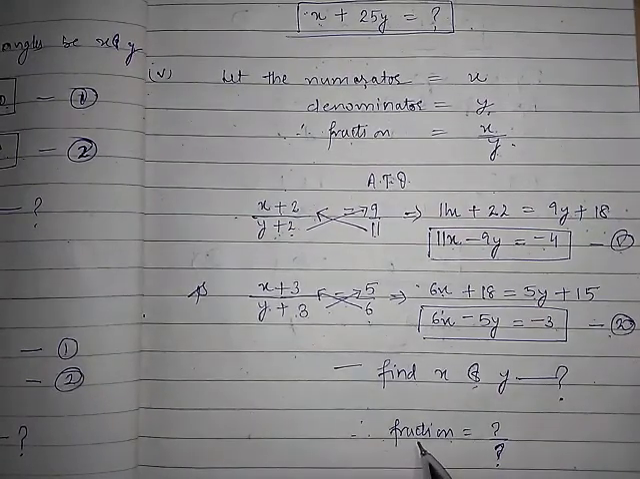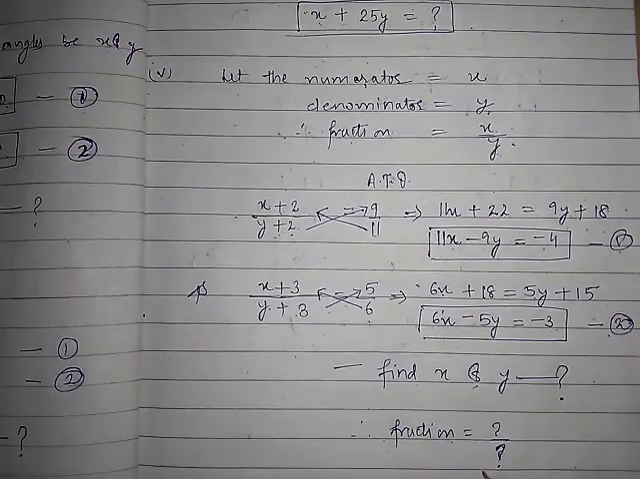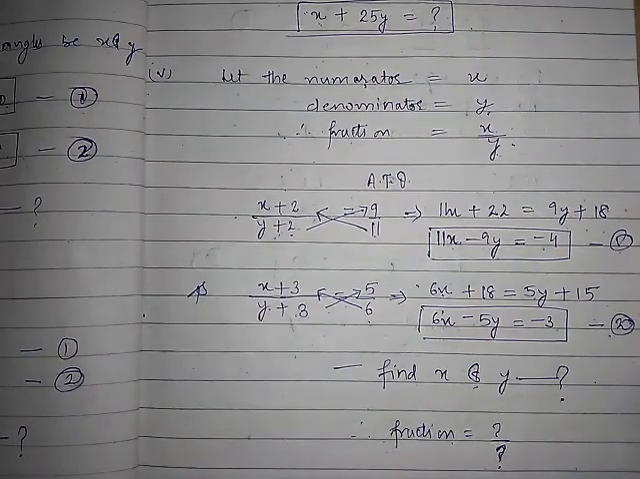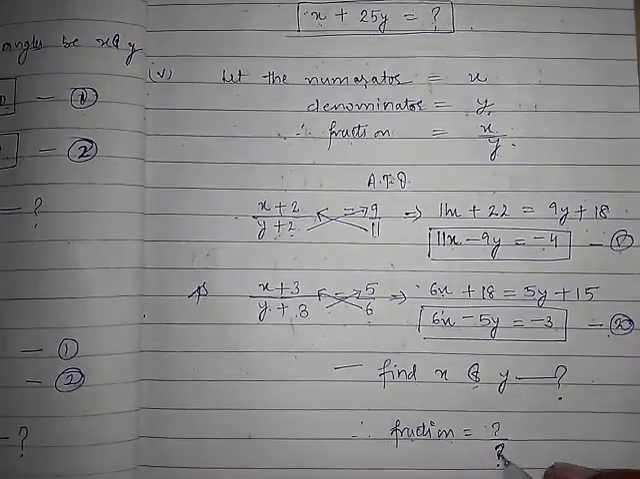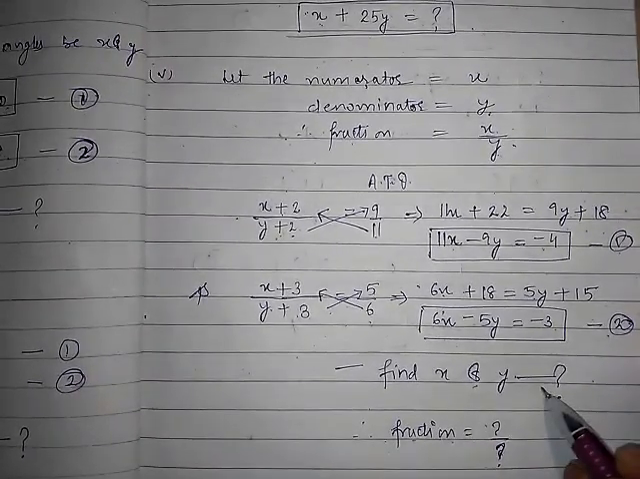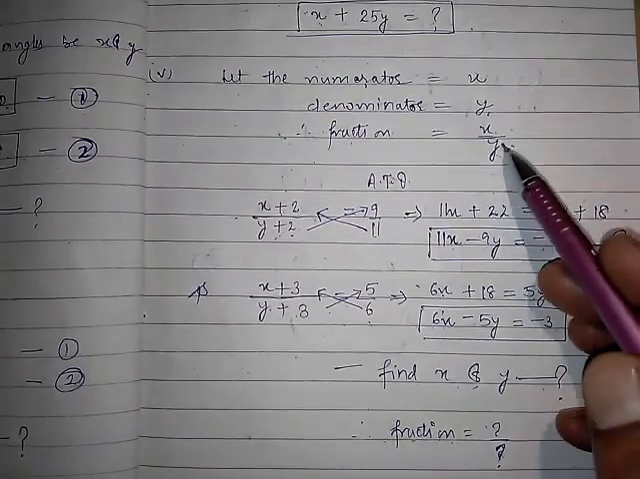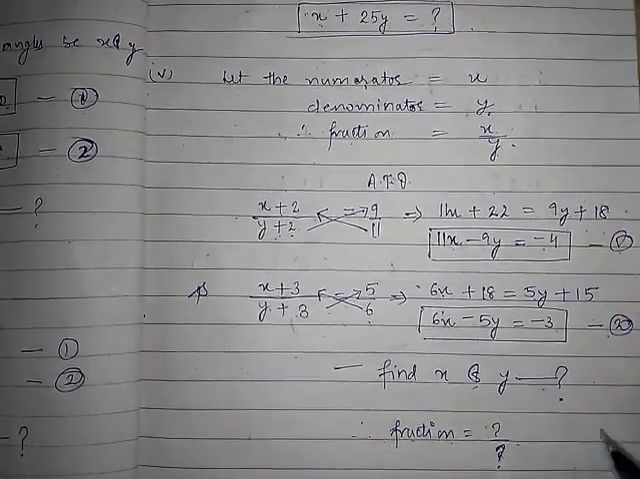Don't leave the question incomplete, because if you do not write the fraction at the end, then without any reason your half mark will be deducted. Okay, so don't leave this step: the fraction is equal to x upon y. Whatever values of x and y you get here, you will put in this, so that will give you your answer. Okay, so let's move to our sixth part.